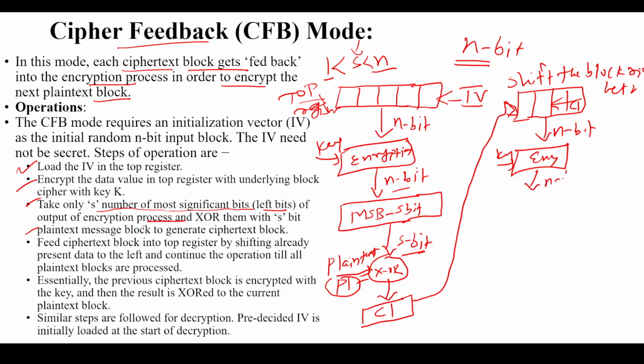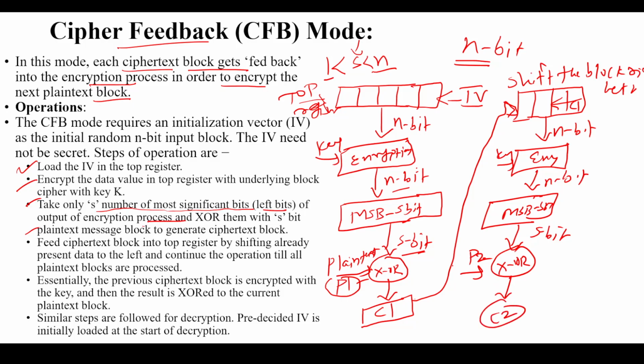Then again we will select the n bits here, and from the n bits we will select the most significant s bits, right? After selecting the s bits, those s bits will be XORed with the second plaintext, and finally we will get ciphertext 2. So this is the process we have to follow, up to when? We have to follow it till all plaintext blocks are processed. If all blocks are completed, then we stop the process.